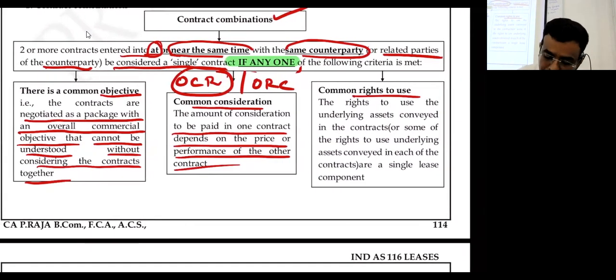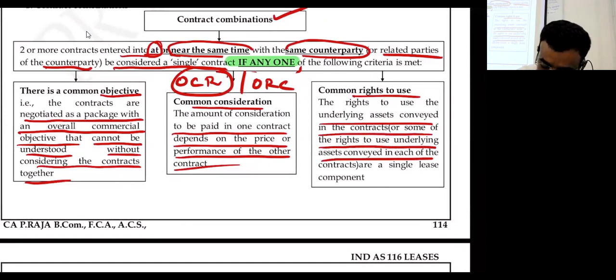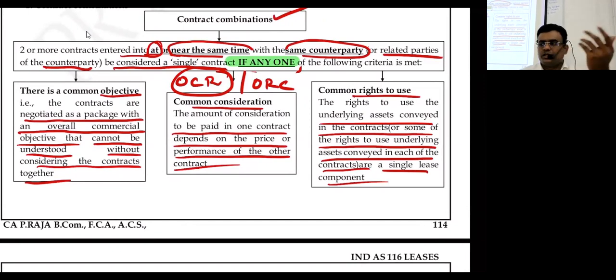Common rights to use. The rights to use the underlying assets conveyed in the contract. The right to use of underlying assets conveyed in each of the contracts is a single lease component. I hope the example has given some understanding to you. I have given a contract to supply 10 monitors, 10 keyboards, 10 mouse, 10 CPUs. Even if you didn't negotiate combined, the rights to use are combined. Yes, sir, consideration is combined. Objective is combined. If any one of these conditions is satisfied, not all, any one condition is satisfied, then I have to combine. Okay, so the first example is understood.